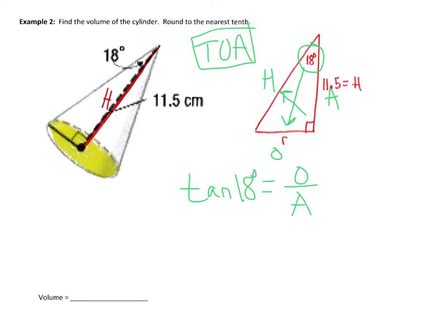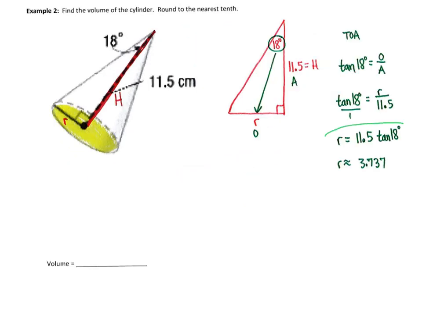Go ahead, pause the video, and solve for R. Don't simplify it yet. Pause the video. And your answer should be, after you cross multiply, 11.5 times tangent of 18. If you put that in your calculator, it's about 3.737, but we are not going to use that number. We're going to use the exact answer so we can get a better answer in the end.